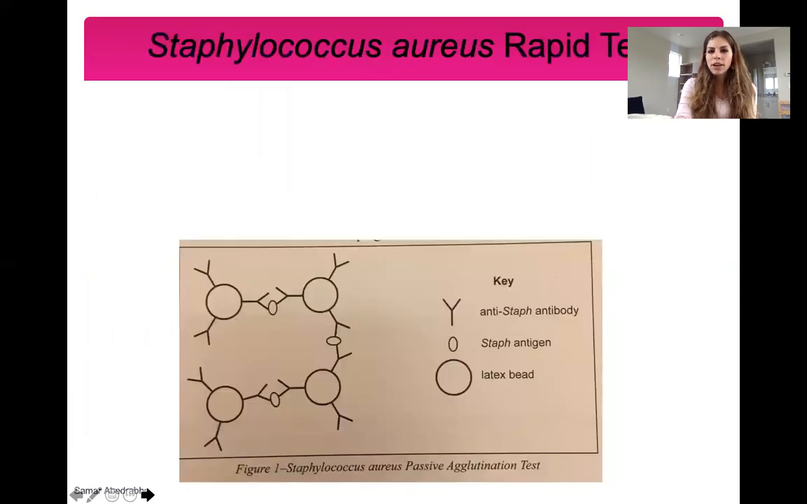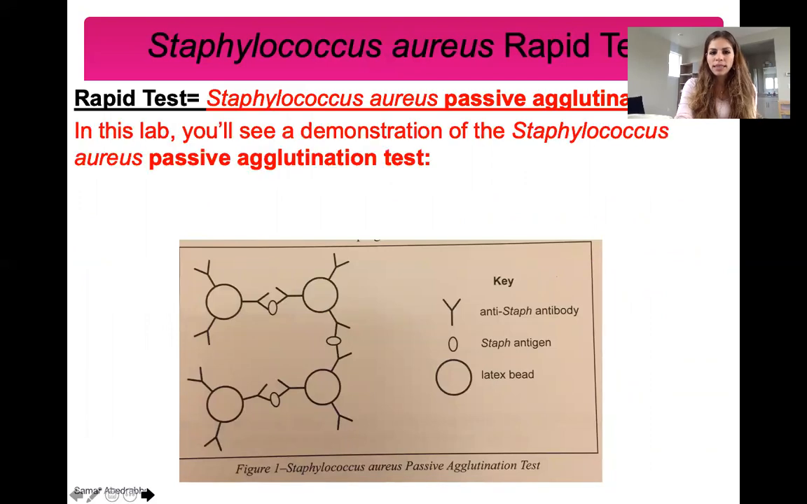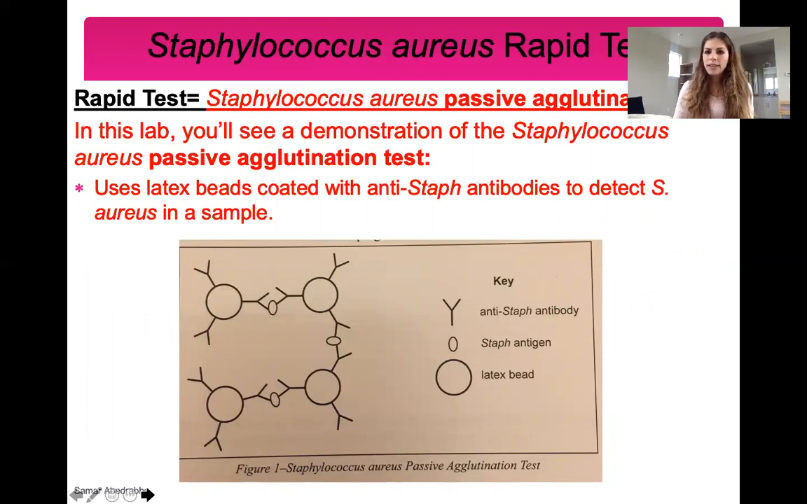Okay, I'm going to start off with the Staphylococcus aureus rapid test. This is a passive agglutination test. Remember, we talked about these in the immunology applications lecture. We said that with agglutination tests, if an antibody binds its antigen, you get agglutination, which means clumping. In this test, we're specifically taking advantage of this assay to test for the bacterium Staphylococcus aureus.